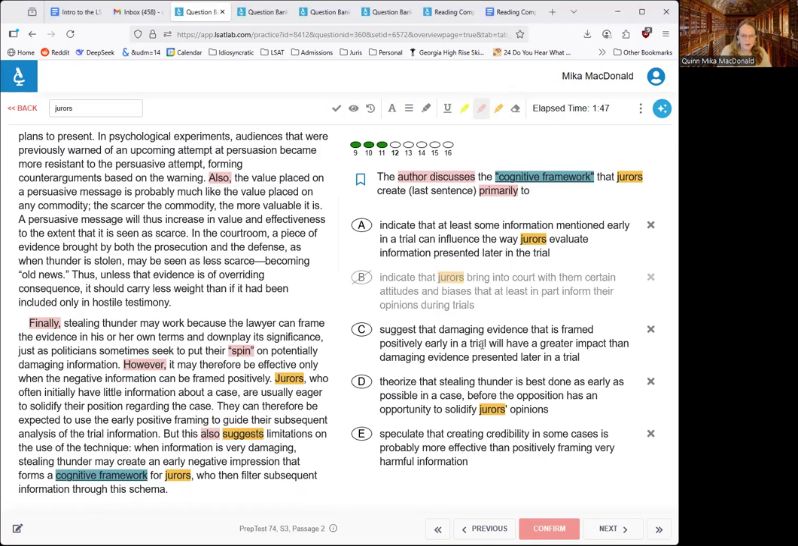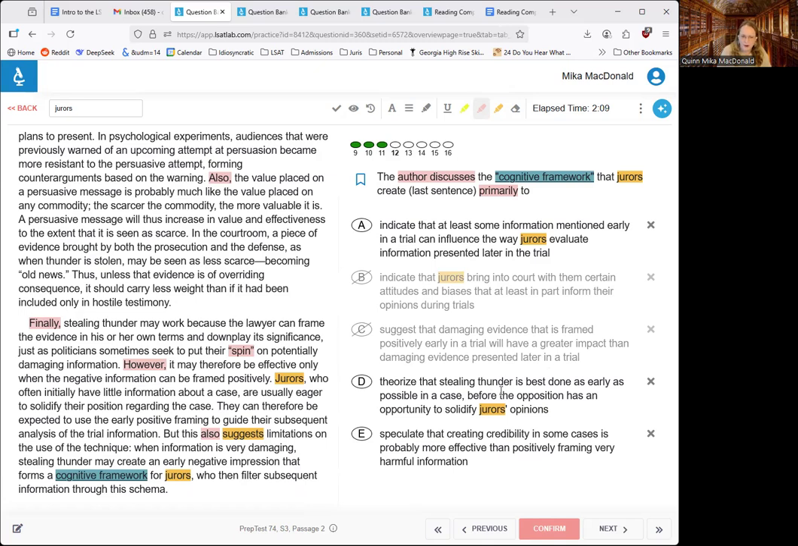C feels tempting, right? It's at least in the topic area. And it wouldn't surprise me if C is the second most chosen answer here, right? Because this concept is sort of the idea behind stealing thunder, but it's not what the author is saying here, right?